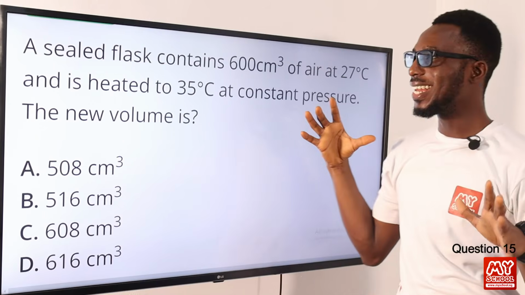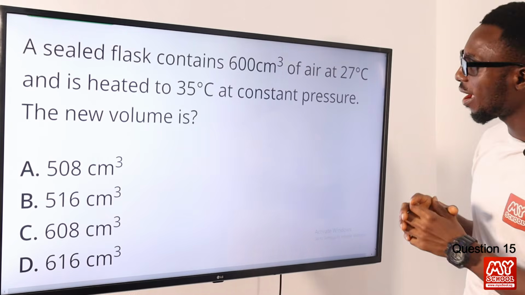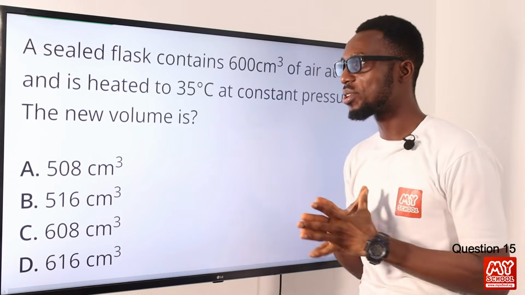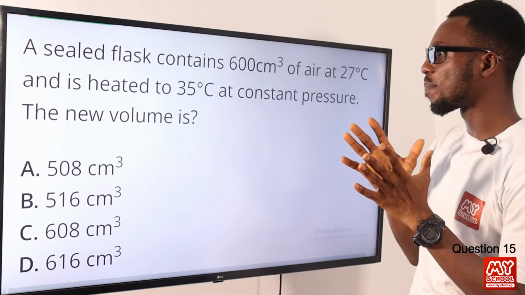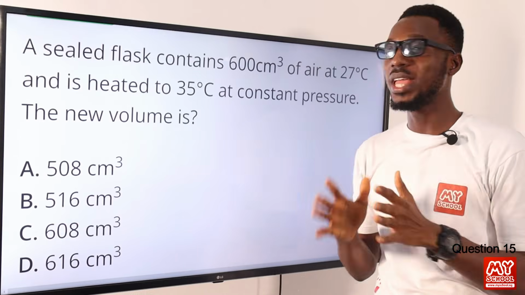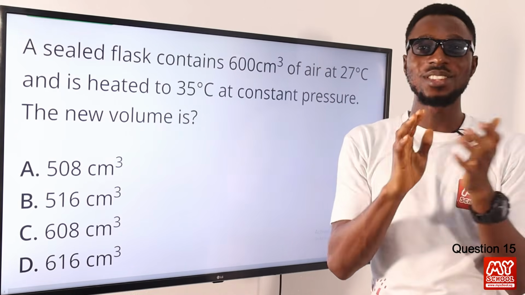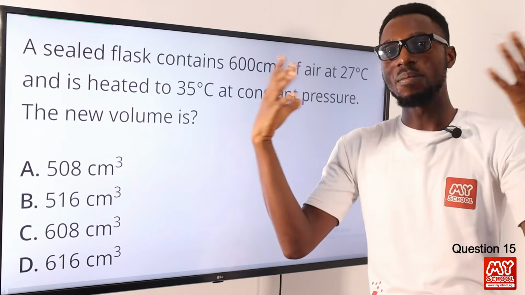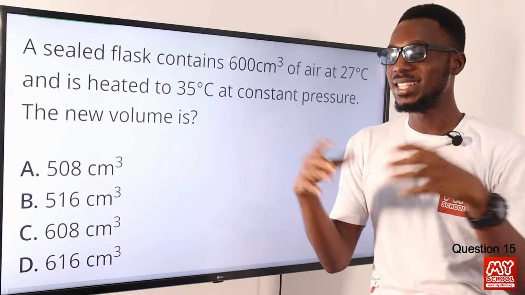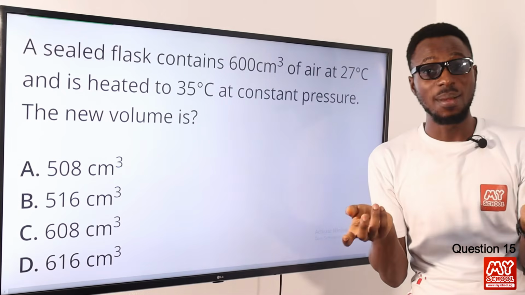Number 15. A sealed flask contains 600 cm³ of air at 27 degrees Celsius and is heated to 35 degrees Celsius at constant pressure. The new volume is what? This is actually Charles' law. Charles' law says that when you heat up a gas, it expands, its volume increases, so that its volume is proportional to temperature.